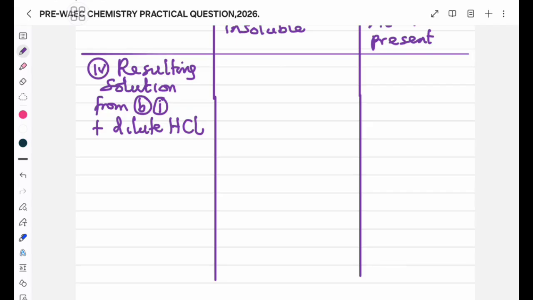Now, if it is lead-2, it's going to form a white precipitate, which when you heat, will disappear. On cooling, it will reappear. When you warm, it will disappear. At higher temperature, when you cool it, it will reappear. When that is what you observe, it confirms lead. But when you add dilute HCl to the solution and it does not form a white precipitate, then it is not lead. So if it is lead, this is what you are going to see.